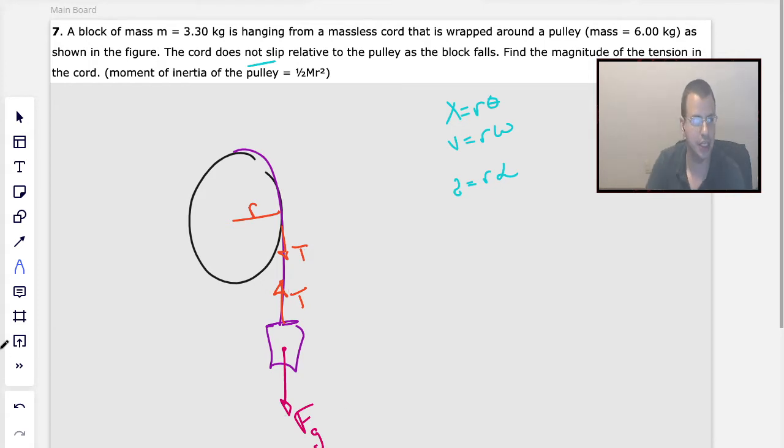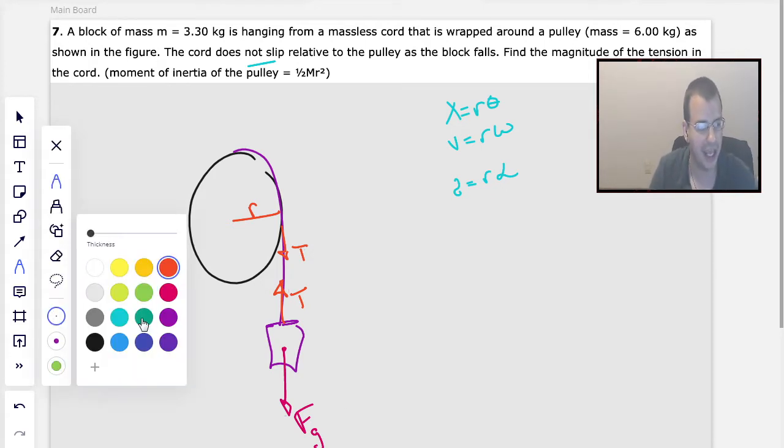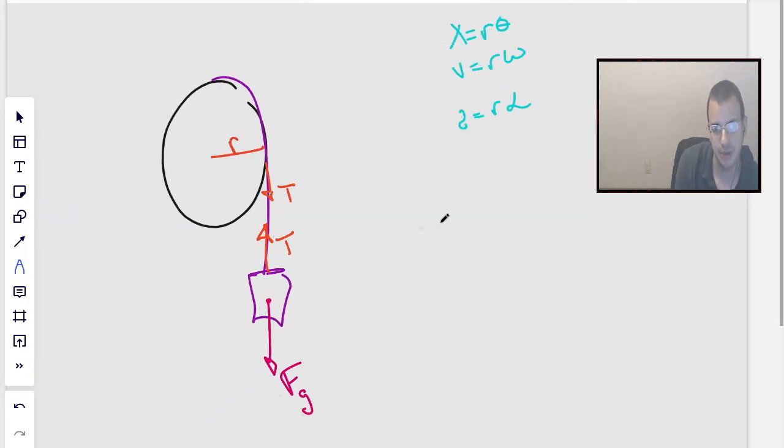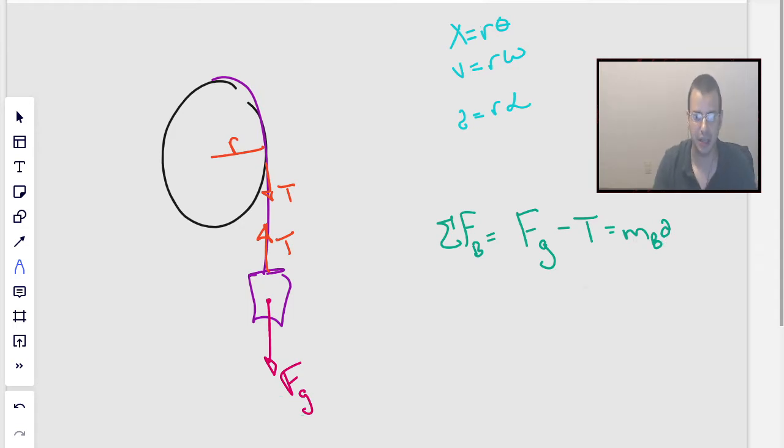So the idea here is we're going to write out the sum of all forces for each of these free body diagrams. So we're going to start by looking at the block down here. So I'm going to say the sum of all forces on the block B is going to equal, I'm going to call down positive. It doesn't really matter as long as you stay consistent. Force gravity minus tension, and that's going to equal mass times acceleration.